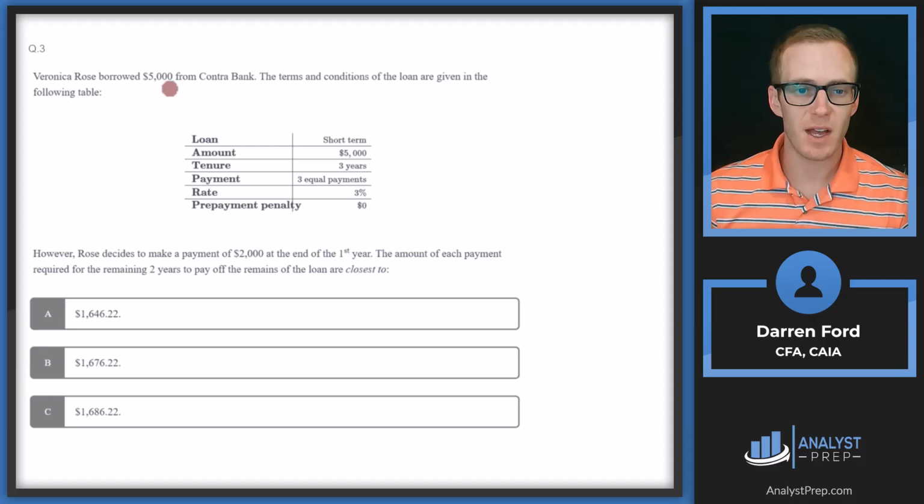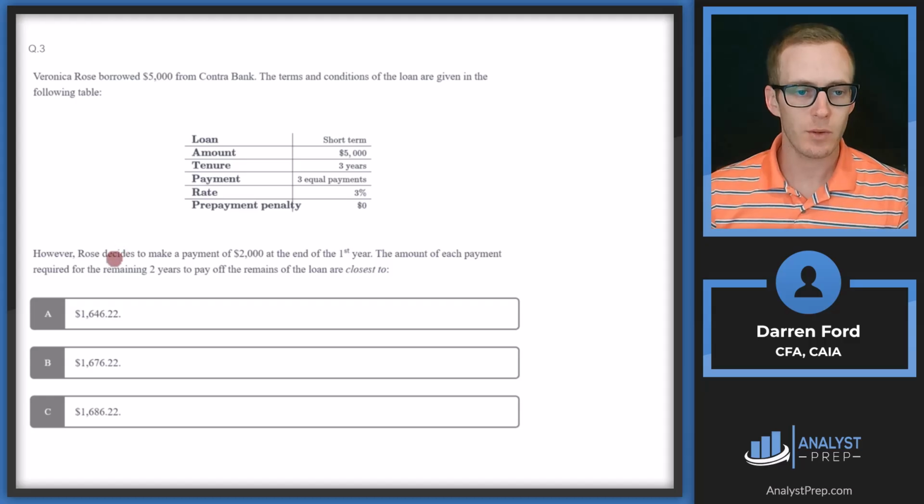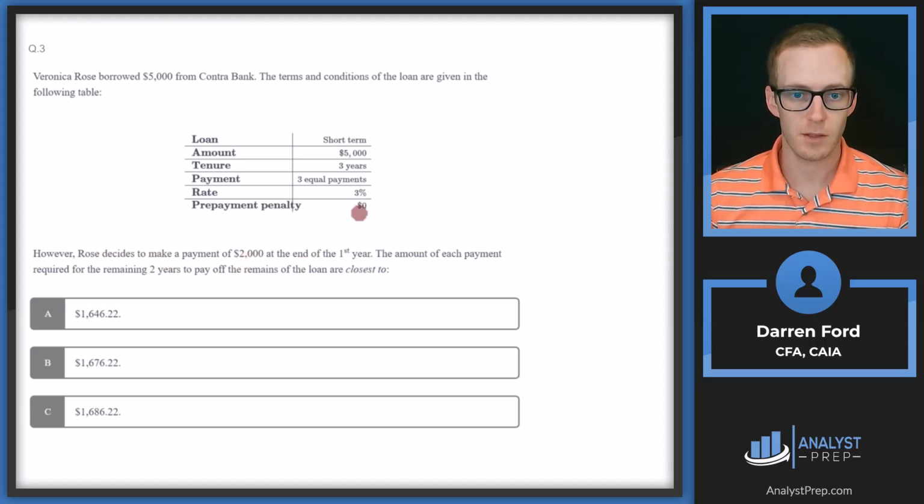Veronica Rose borrowed $5,000 from ContraBank. The terms and conditions of the loan are given in the following table. So we have a loan amount short term for $5,000, 3 years, 3 equal payments, 3%, and no prepayment penalty, meaning that we can pay this off sooner if we want to. However, Rose decides to make a $2,000 payment at the end of the first year, so that would likely be some prepayment there. The amount of each payment required for the remaining 2 years to pay off the remains of the loan are closest to.